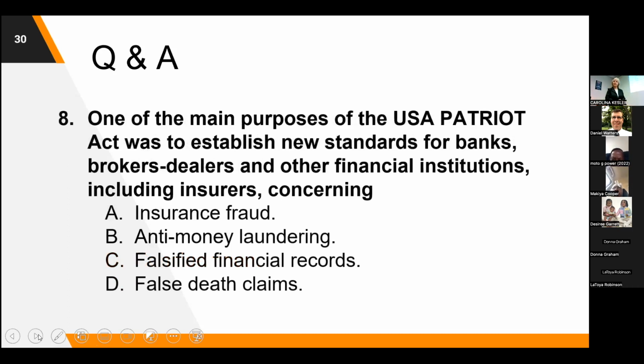One of the main purposes of the USA Patriot Act was to establish new standards for banks, broker-dealers, and other financial institutions. What were they doing it for? Anti-money laundering. So if you see any money laundering, it's just the answer. You don't have to read the question, right? Easy.